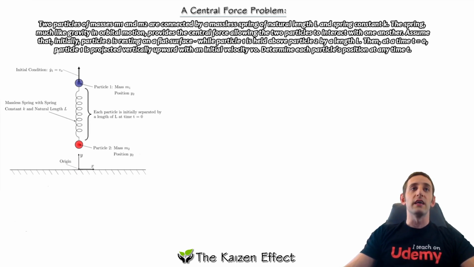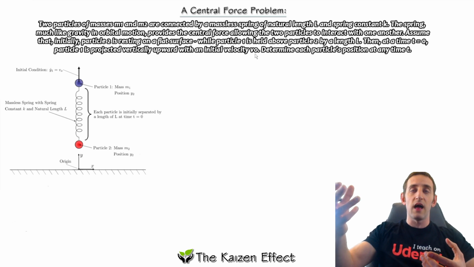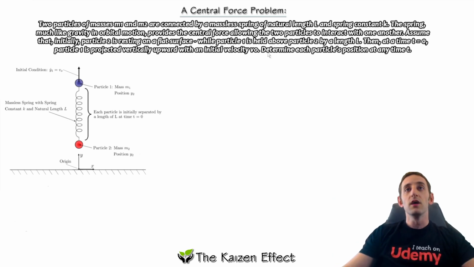Assume that initially, particle 2 is resting on a flat surface, while particle 1 is held above particle 2 by a length L. Then, at a time t equals 0, particle 1 is projected vertically upward with an initial velocity v0. In other words, somebody is going to throw this up with an initial velocity, this contraption, whatever it is. The problem states, determine each particle's position at any time t. In other words, we want to solve the equation of motion.